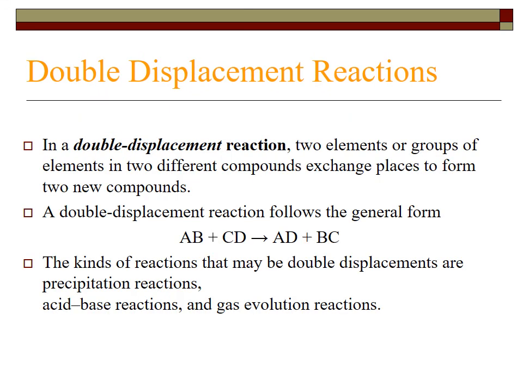In a double displacement reaction, the two elements or groups of elements in two different compounds exchange places to form two new compounds. A double displacement reaction follows the general form AB plus CD gives me AD plus BC. The kinds of reactions that may be double displacement are precipitation reactions, acid-base reactions, and gas evolution reactions. We're going to use that concept of cation-anion switch with these three types of reactions in order to be able to predict the products.